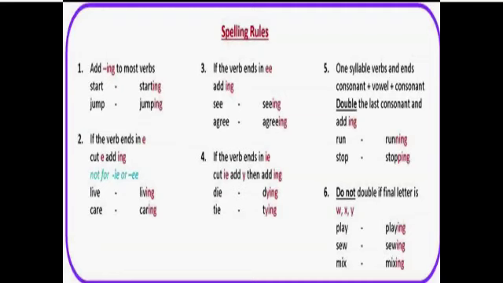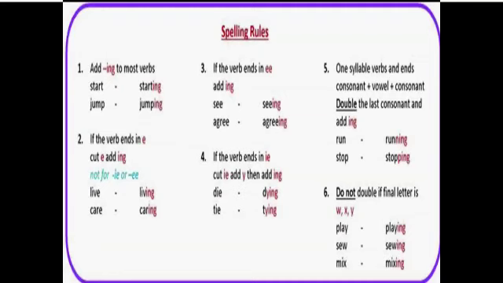And number 3, if the verb ends in double e, add ing as it is. So, for example, see becomes seeing, agree becomes agreeing. Now, number 4, if the verb ends in ie, cut the ie and add y, then add ing. For example, the verb die, بمعنى يموت, becomes dying, tie becomes tying. Okay, so we omit the ie and add ing.